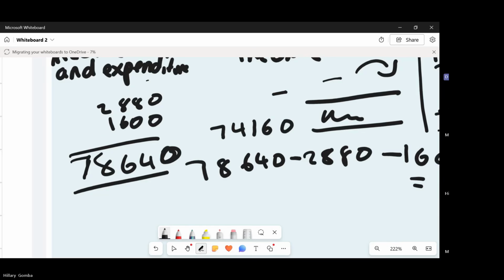Why are we not saying balance carried down? No, here there's no balance carried down or anything. It's just that account, you just deal with it as we go.